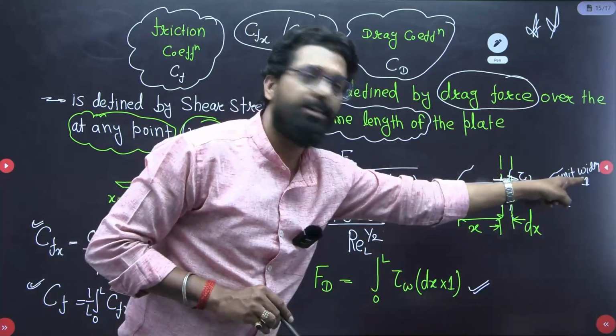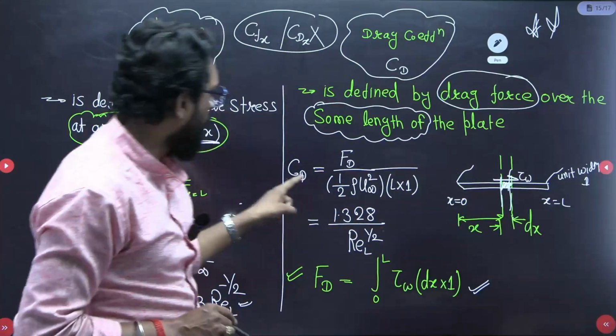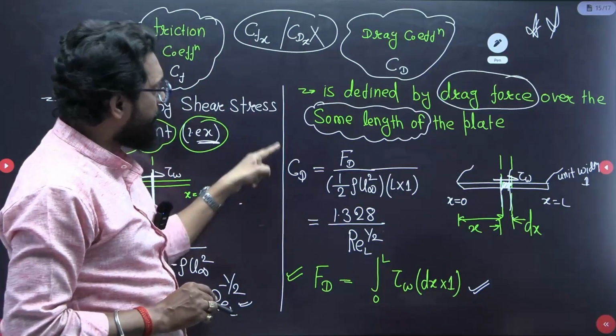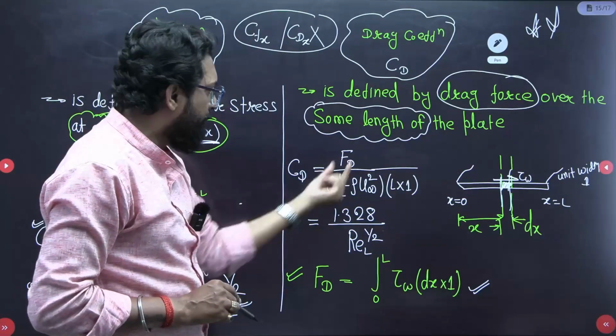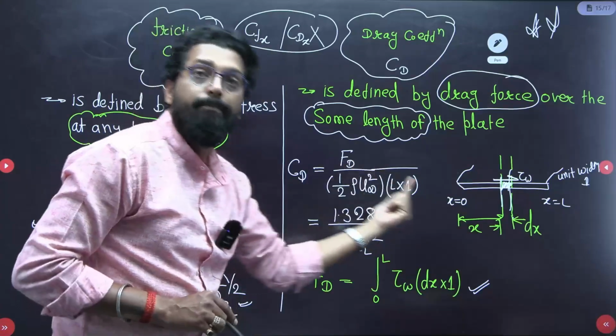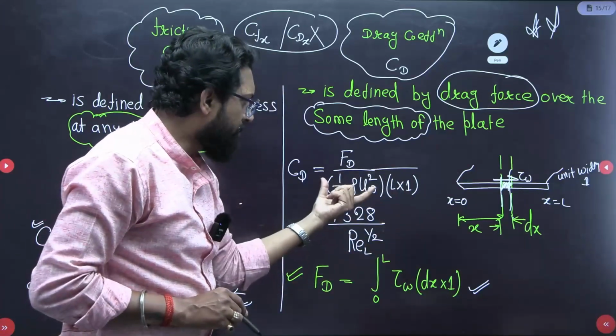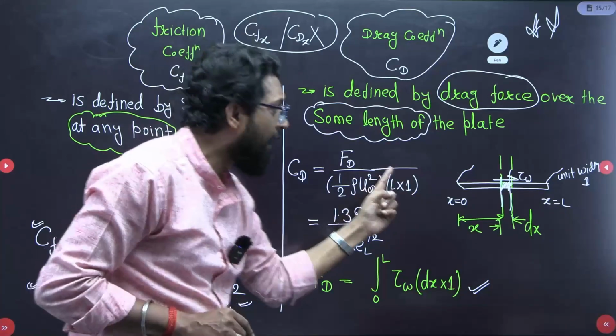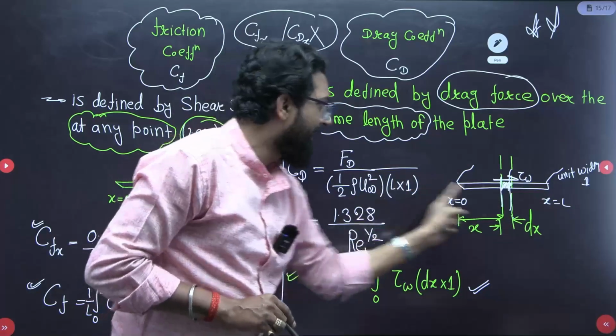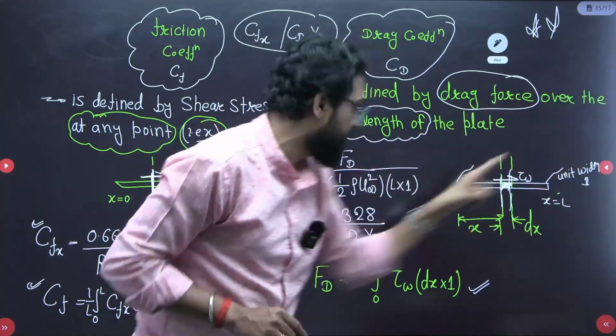You take the width as unit perpendicular to the board. So CD, the coefficient of drag, is equal to the drag force divided by the force. So what is the force? This is pressure into area. What is the area over the entire plate? Length of the plate into the unit width, L into 1.